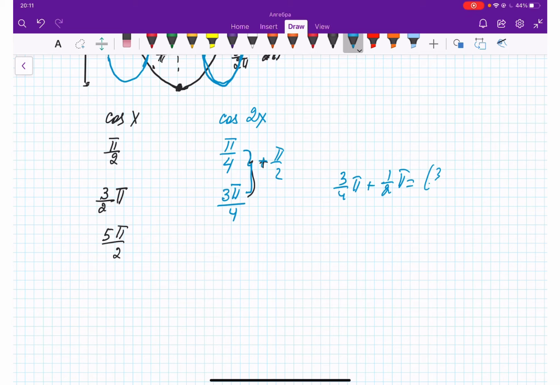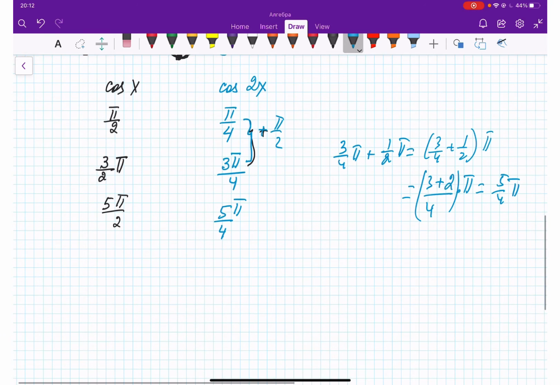That is equal 3/4 plus 1/2 and this pi. So it's going to be equal 3 plus 2 pi, right? So this is going to be 5 over 4 pi. So I'm not going to write down, continue this cosine x. I'm just going to follow this cosine 2x all the way.